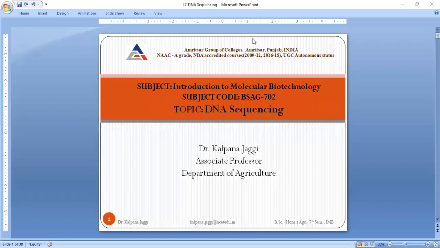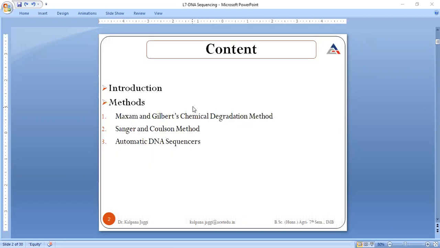Okay, good afternoon, students. Today we are going to discuss another topic, that is DNA sequencing. We will learn what is meant by DNA sequencing, and then we will gain a deeper knowledge of the methodologies adopted in DNA sequencing. These three methods we are going to discuss today: the Maxam and Gilbert chemical degradation method, then the Sanger and Coulson method, and at the end we will be discussing automatic DNA sequencers.